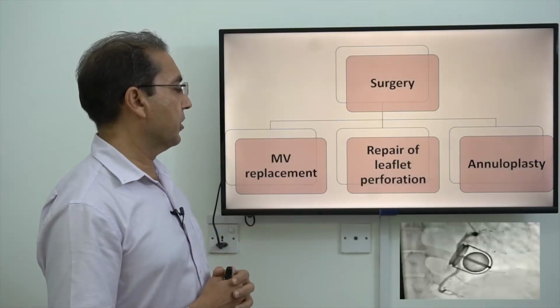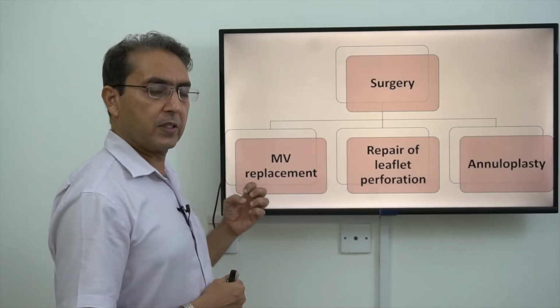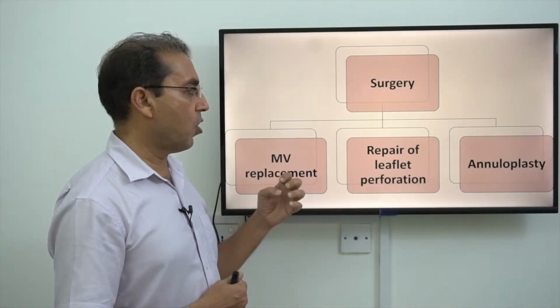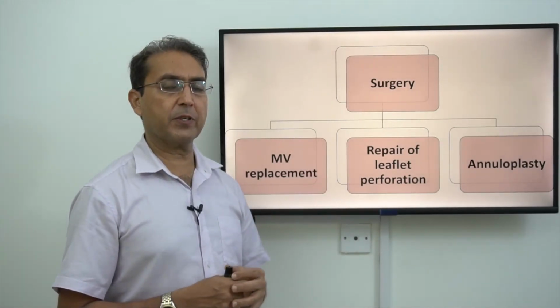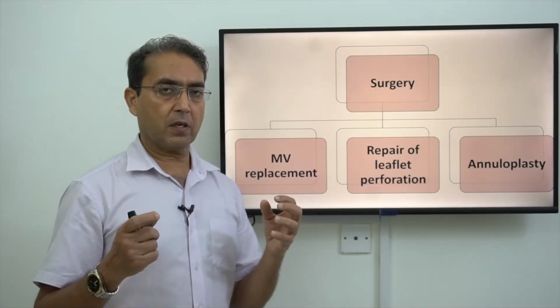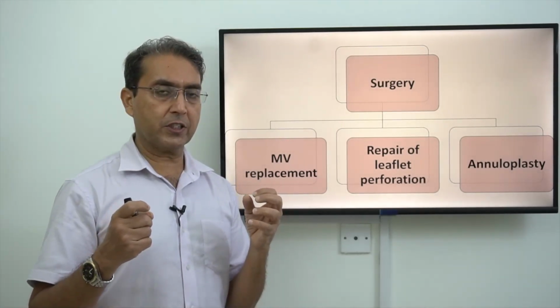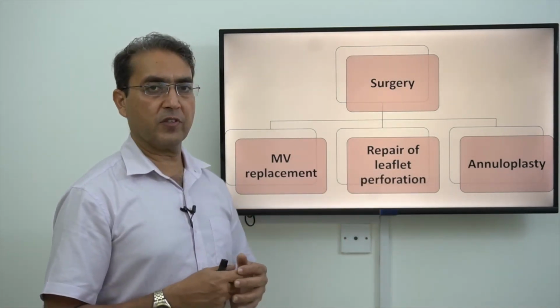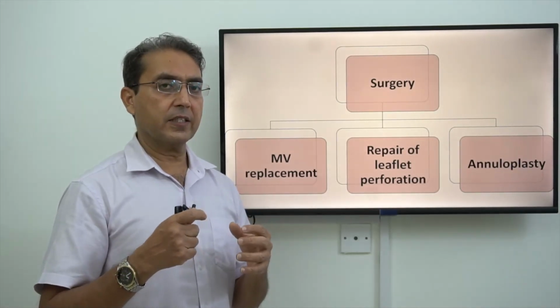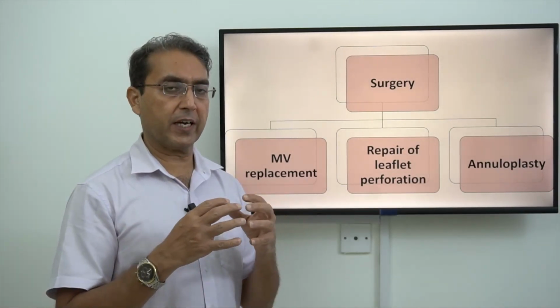And the treatment is surgery. It is either valve replacement, we put in a new valve, or repair of a leaflet perforation. A perforated leaflet can be stitched. Sometimes the edges of the valves can also be stitched to decrease the mitral regurgitation. And then annuloplasty, if the ring has dilated, the ring can be shortened so that the valves can coapt.